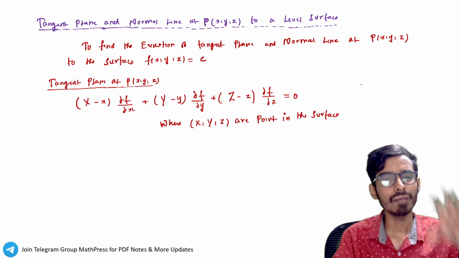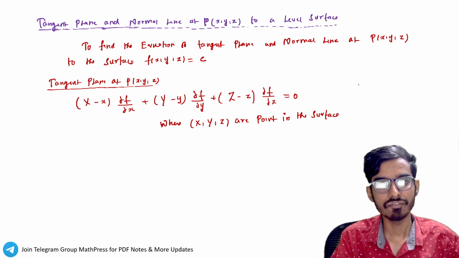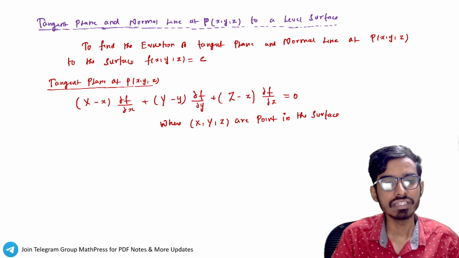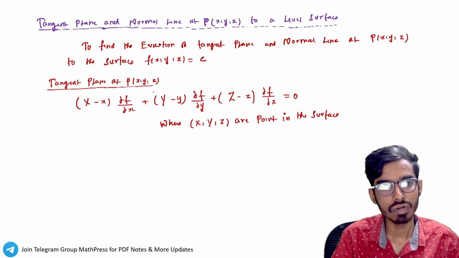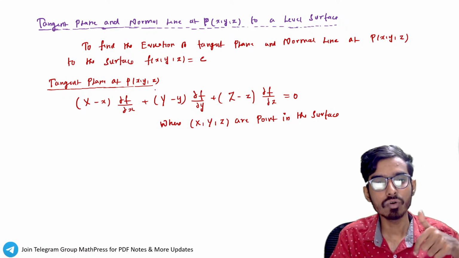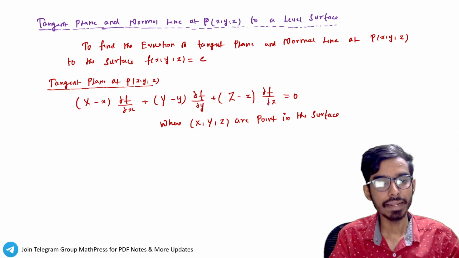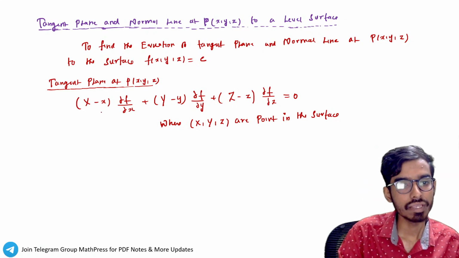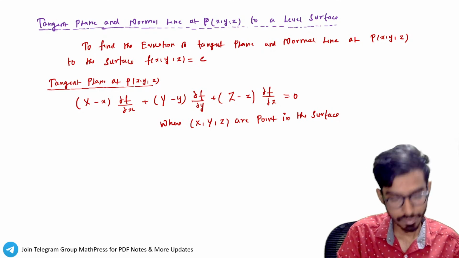So we have some arbitrary point x comma y comma z on the surface, that is capital X, capital Y, capital Z, and the small x, small y, small z is the point that we are talking about. The capital X, capital Y, capital Z is some arbitrary point on the surface. This is the equation of the tangent plane.